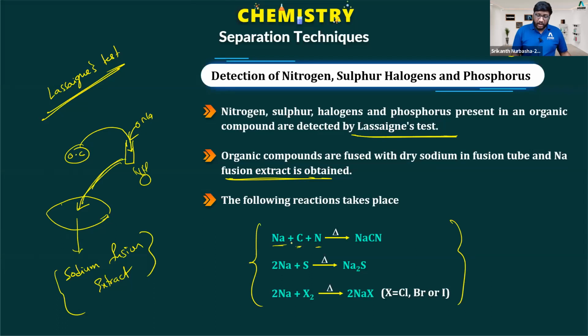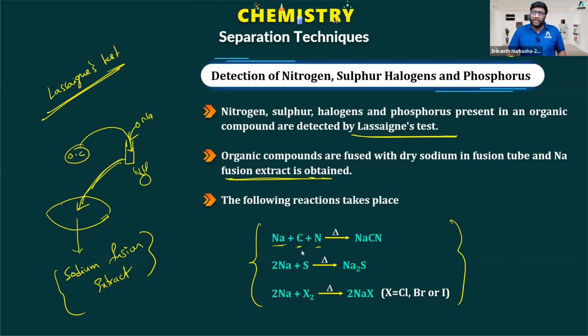Like if the organic compound contains nitrogen, sodium plus carbon from the organic compound plus nitrogen from the organic compound forms NaCN. Na plus sulfur forms Na2S. Na plus halogen X2 will form NaX. You may be thinking these reactions are very simple and you can remember them, but the logic you have to understand. What is the logic?